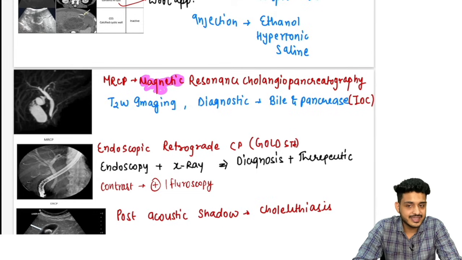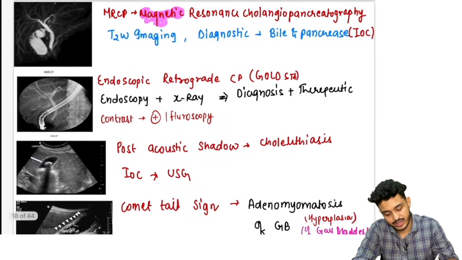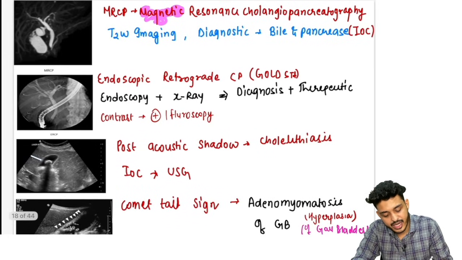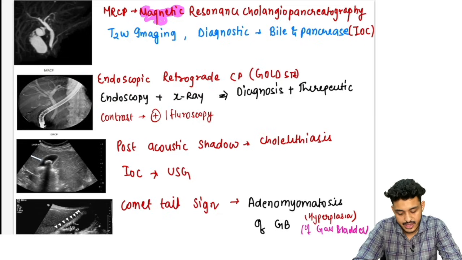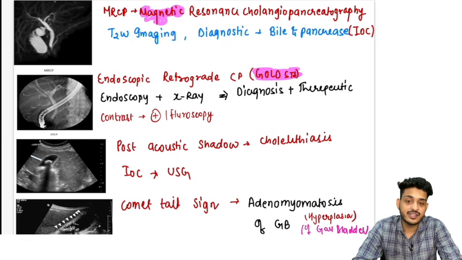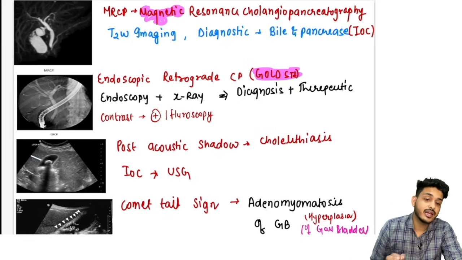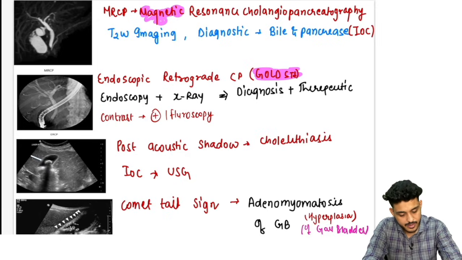But if you suspect something and you already know on the basis of symptoms, then we go for ERCP. What is this ERCP? This is endoscopic retrograde cholangiopancreatography. This is going to be the gold standard, beta. Gold standard means it is going to do the treatment also. It is not just an investigation modality. It is also responsible for the treatment purpose.